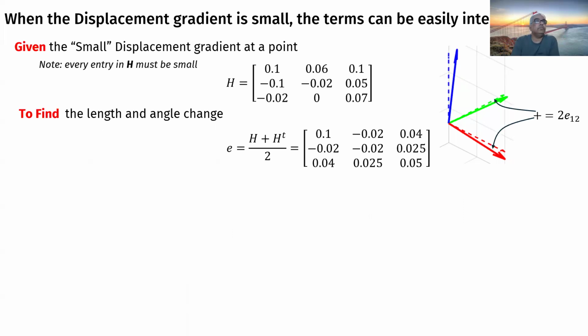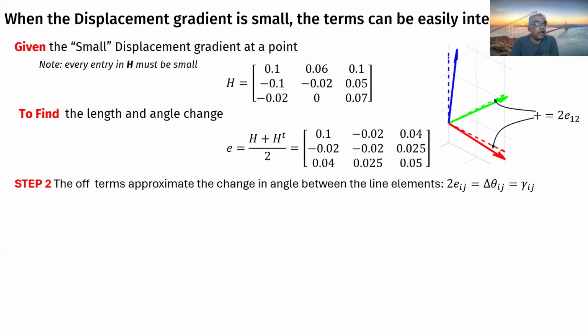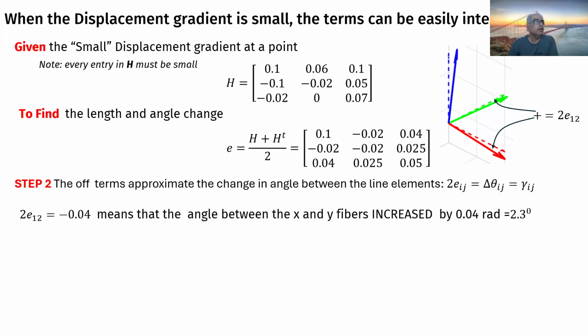When the displacement gradient is small, we want to look at the angle changes. So here is H, here is E, and I will show you how the angle change works. The off diagonal terms approximate the change in angle between the two line elements. 2Eij equal to gamma ij is called the shear strain, gamma ij. Eij is called the tensorial shear strain. And the two comes from the fact that we are going to do some averaging instead of adding the two terms. So remember E12 is minus 0.02. So 2E12 is minus 0.04, which means that the angle between the X and Y fibers increased by 0.04 radians, which is 2.3 degrees. So you can see that they get spread apart.